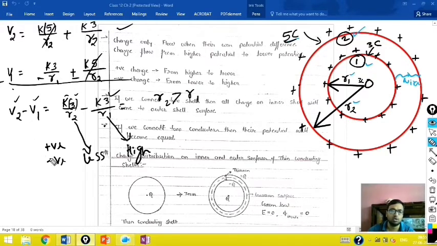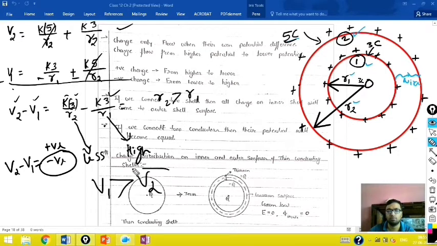So we can say overall this term v2 minus v1 is negative. Our answer we got is negative. That means v1 is greater than v2. So in any case you can prove that the potential of the inner sphere is always higher than the outer sphere. So charge will necessarily flow from the inner sphere to the outer sphere, okay.